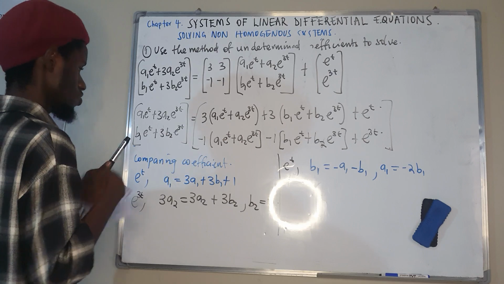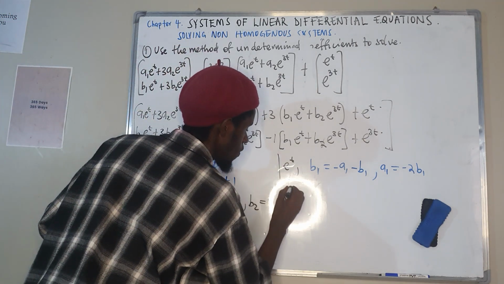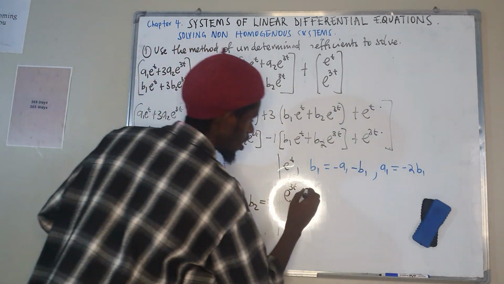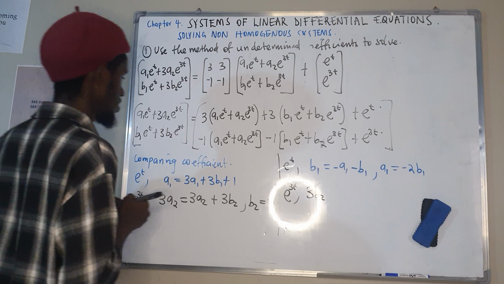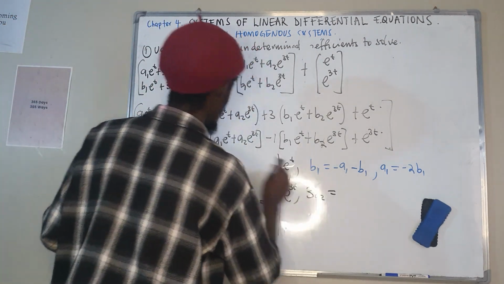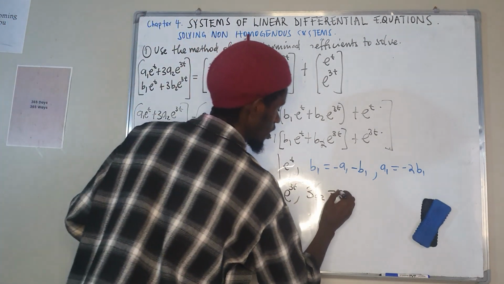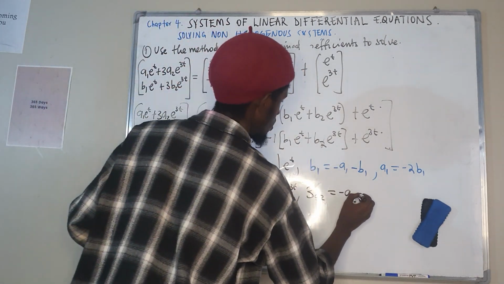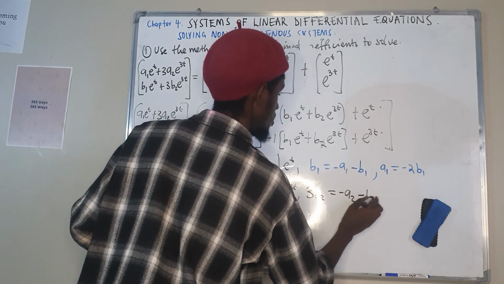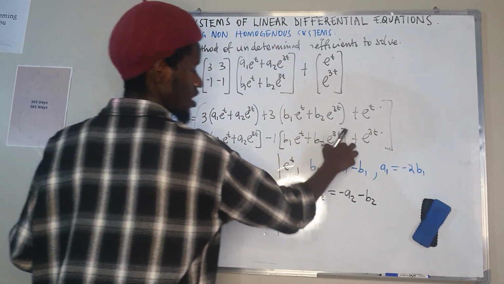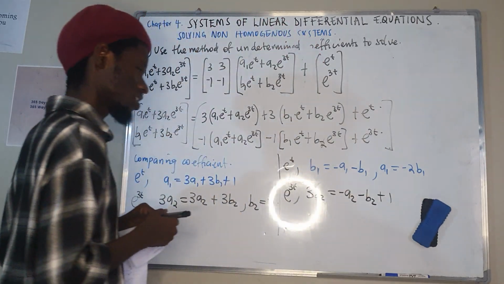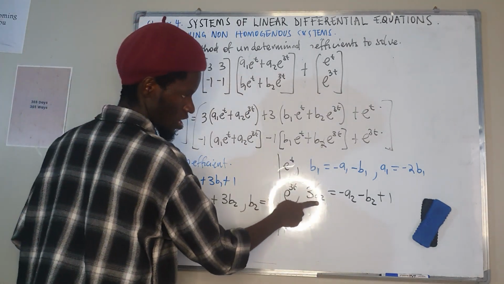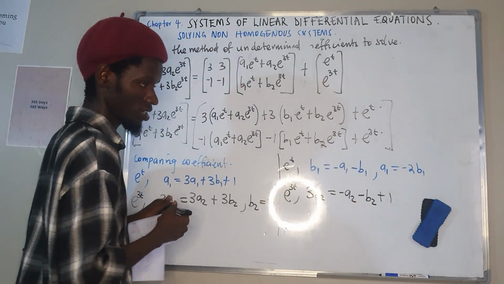Now from that step again, we shall just say that comparing coefficients of e power 3t, what do I have this side? I have 3b2 equals to what? What do I have this side? I have negative a2, then minus b2, minus b2 here, then plus 1. But remember, we said that b2 is 0. Then if I have 0 here and 0 here, therefore my a2 is 1.